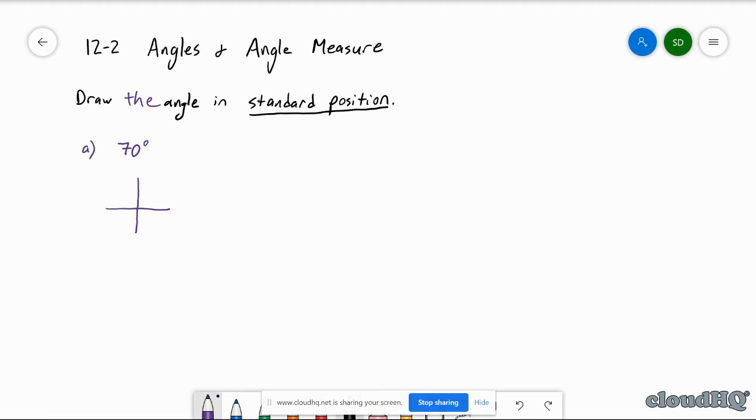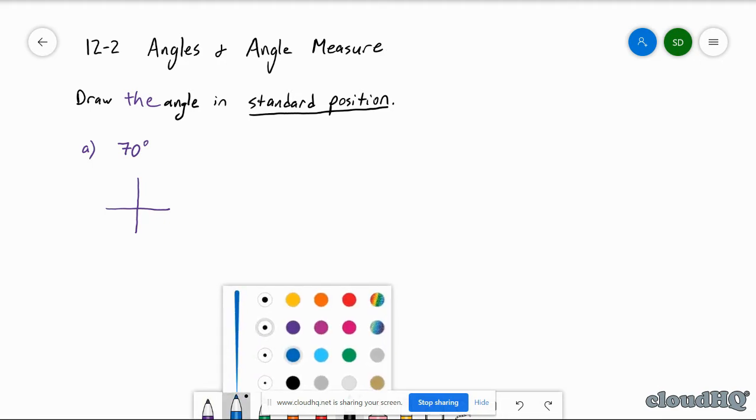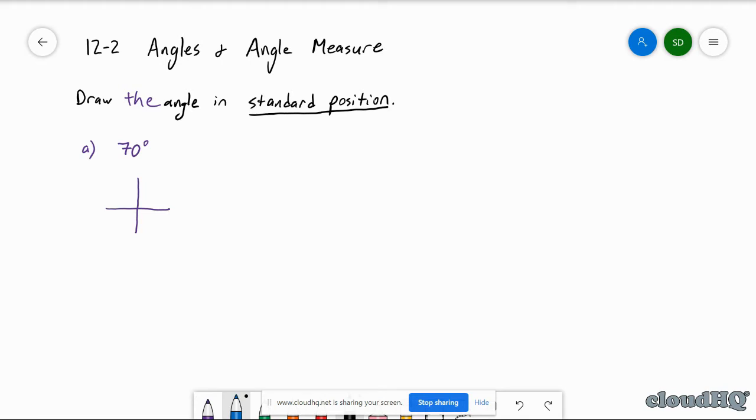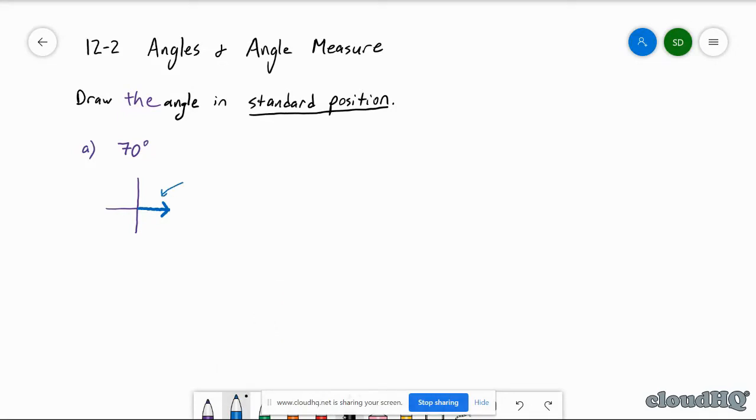An angle we know has two sides, two rays. In standard position, the first side, we'll call it the initial side, will always be in the same spot. That's on the x-axis to the right of the origin. So the first side of our angle is always going to be right there, and we'll call it the initial side.